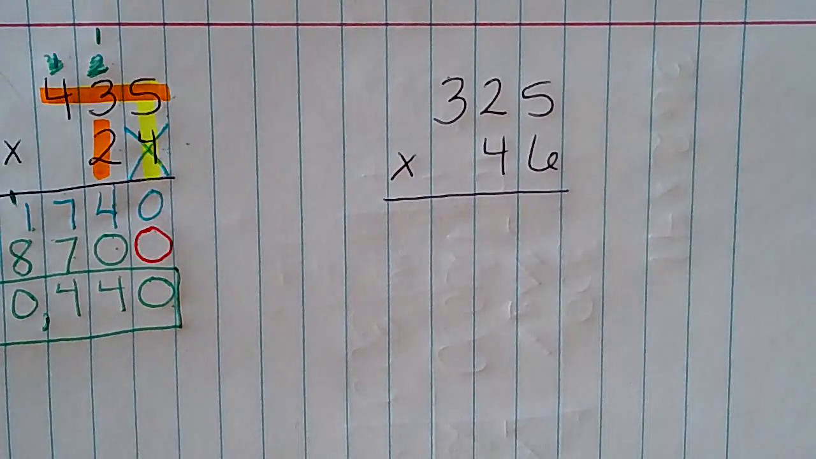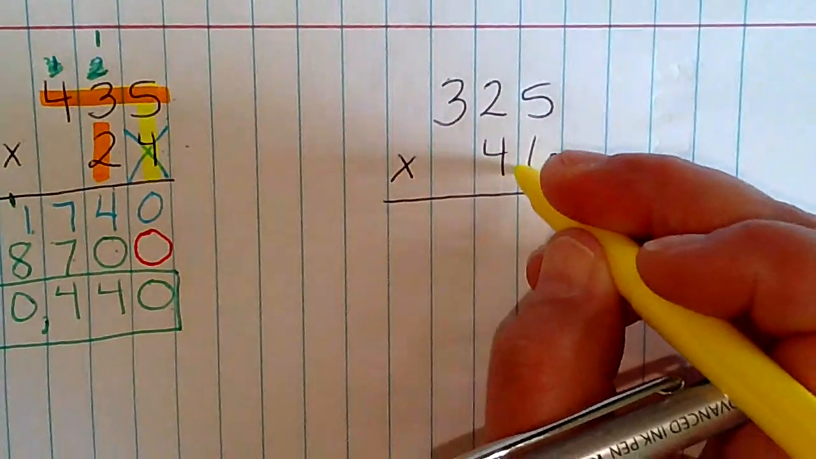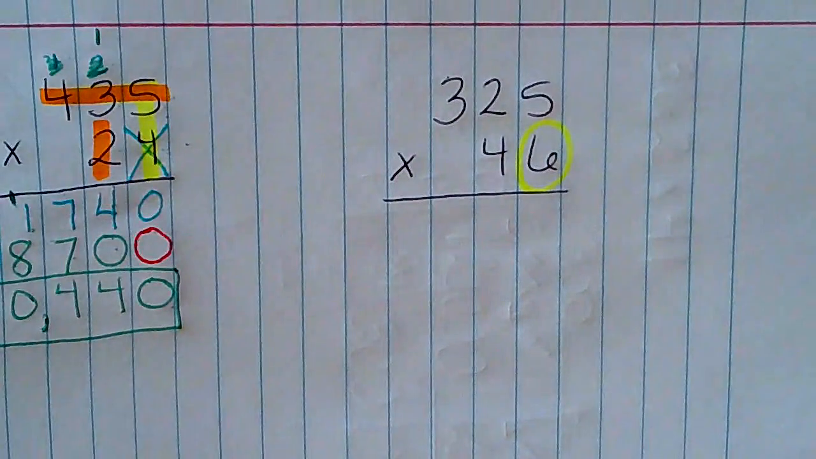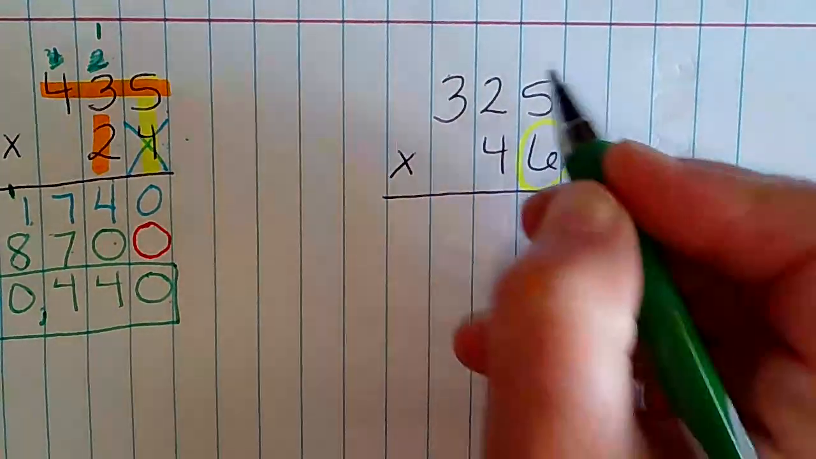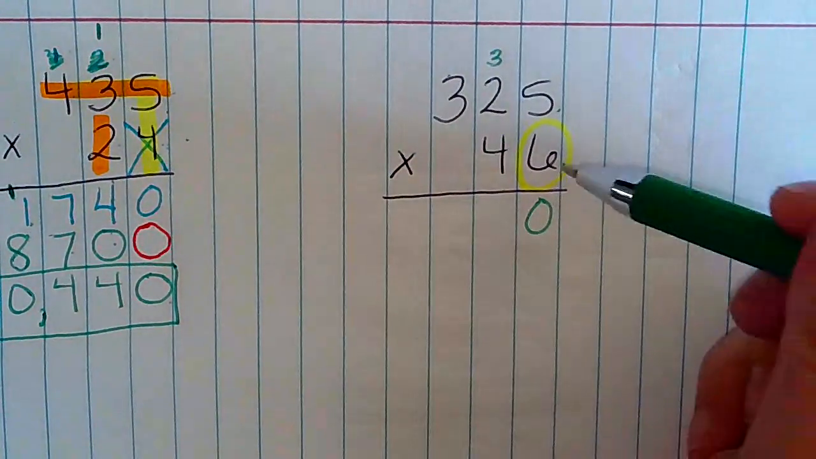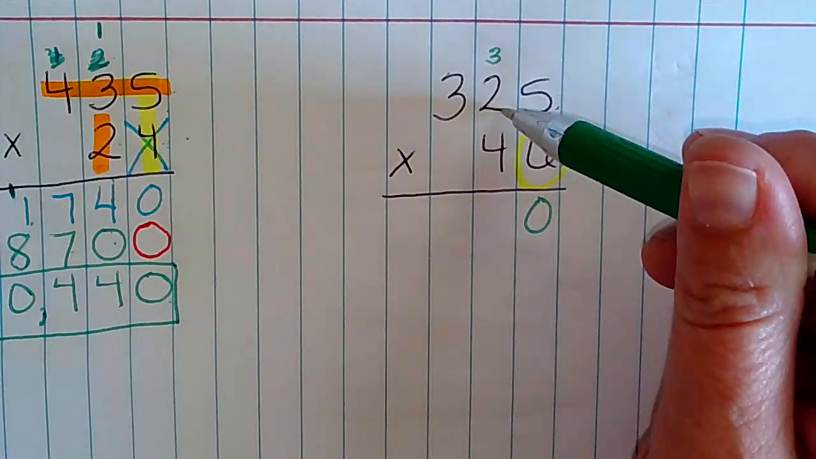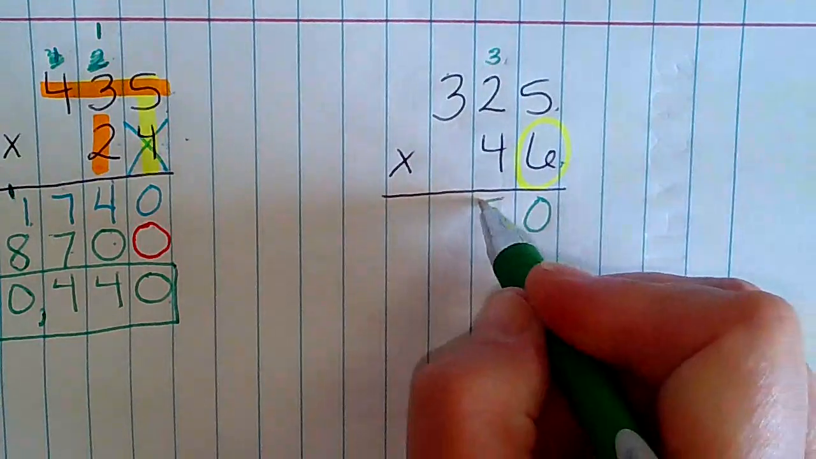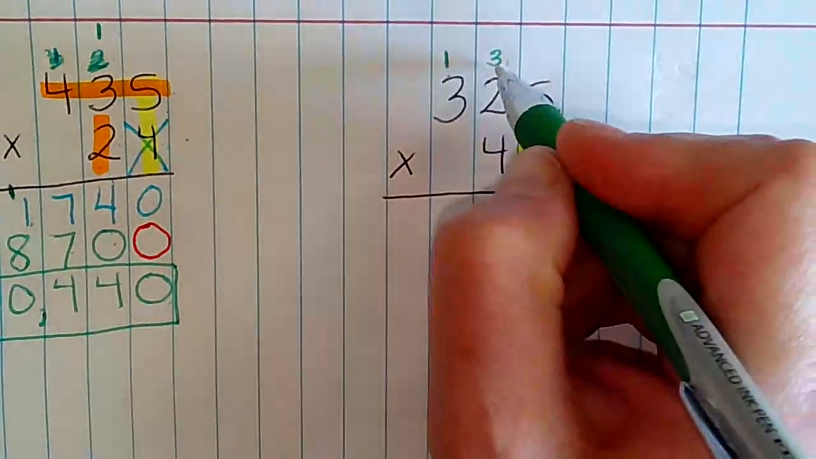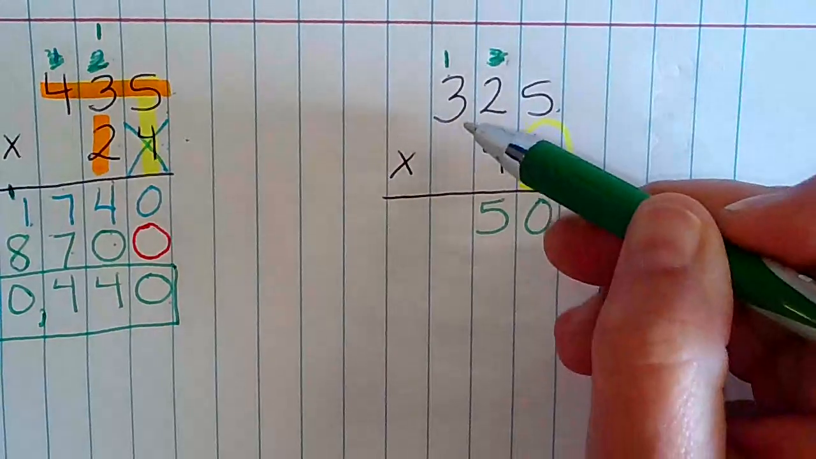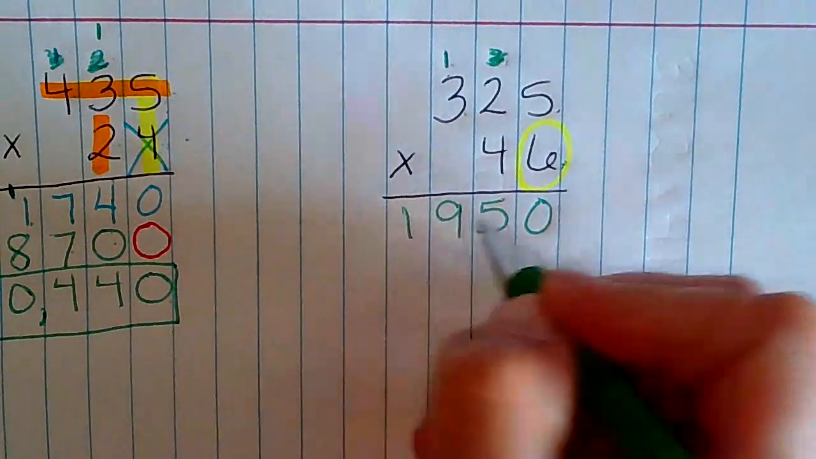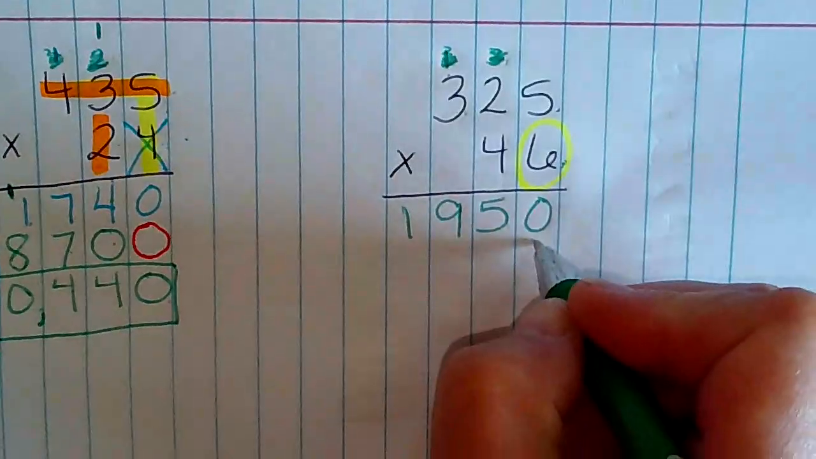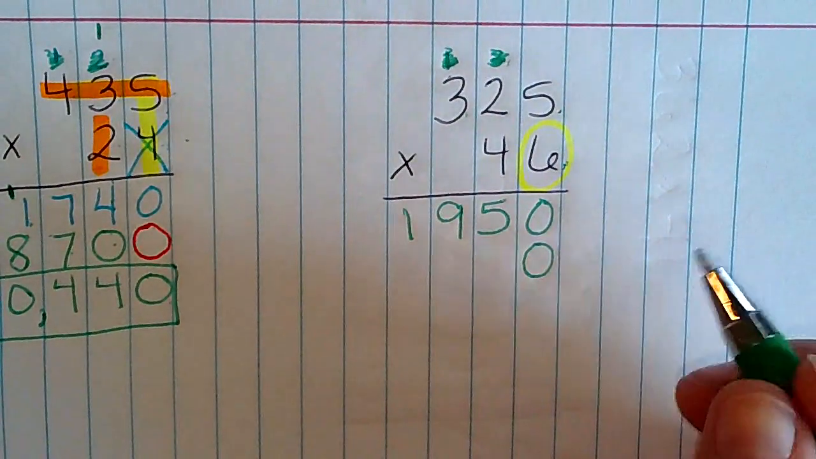All right. And we are starting in the ones place. We're going to do 6 times 325. So 6 times 5 is 30. 6 times 2 is 12. Plus 3, 15. Carry our 1. 6 times 3 is 18. Plus 1 is 19. I'm putting my placeholder 0 there.